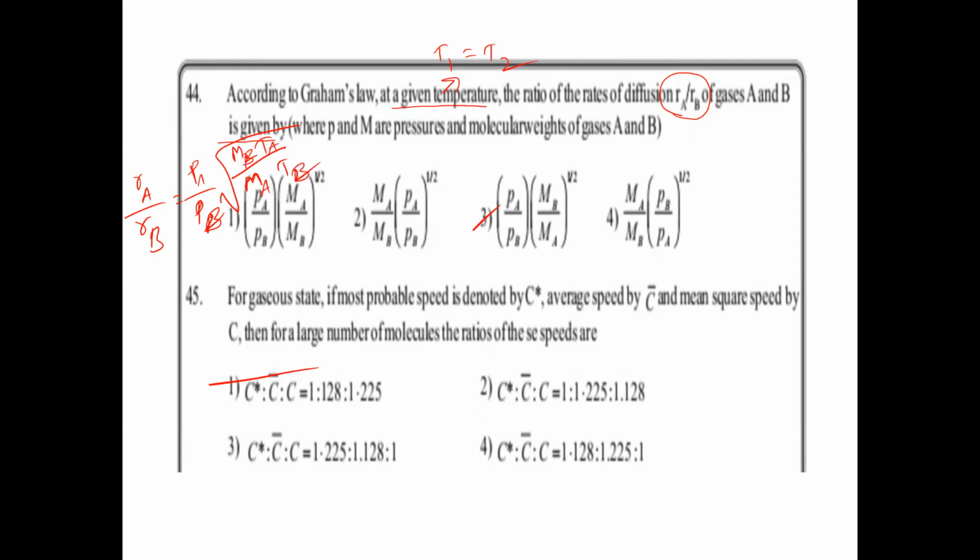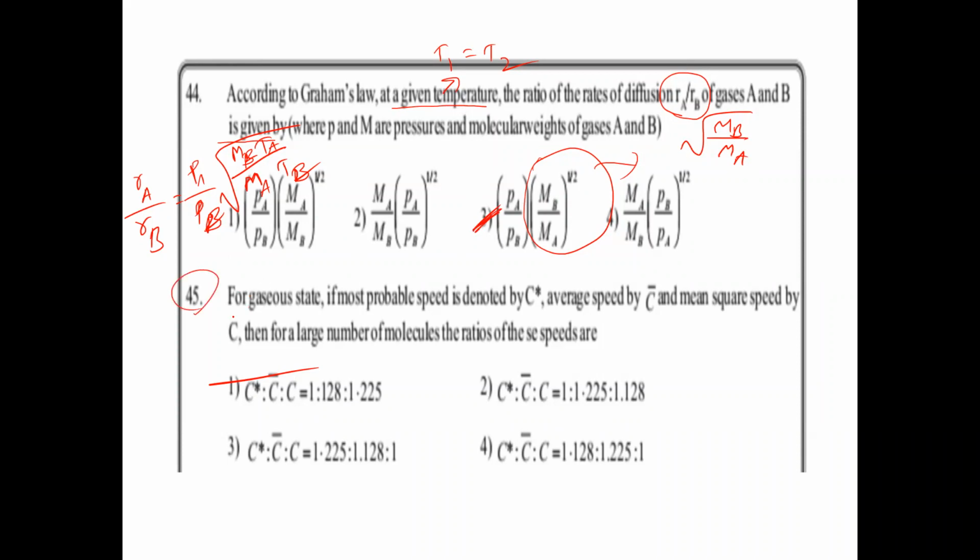So here the square root of MB by MA, that is the one. It is nothing but square root of MB by MA. We can write it like this: MB by MA to the power of 1 by 2. So it is about the 44th one. The 44th one answer is the third option. Okay? Next.